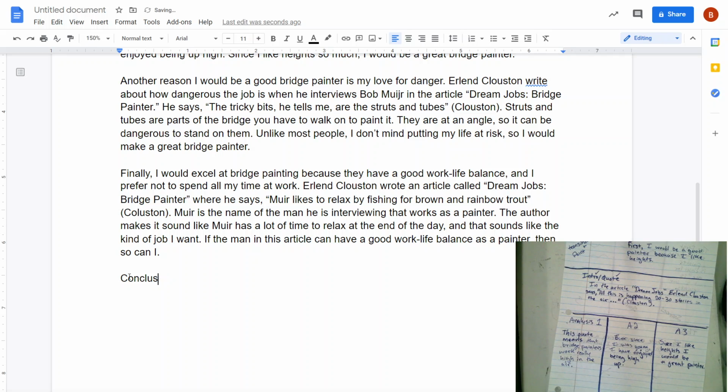Okay, a conclusion paragraph, what it does is it goes over the information again and just wraps it all up in a nice, neat bow. So the way you write a conclusion paragraph is you restate your thesis, then you restate your topic sentences, and then you give a final thought.